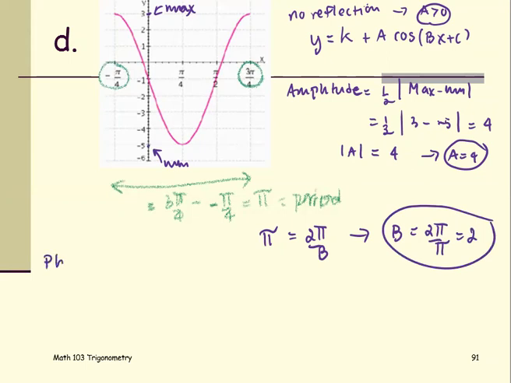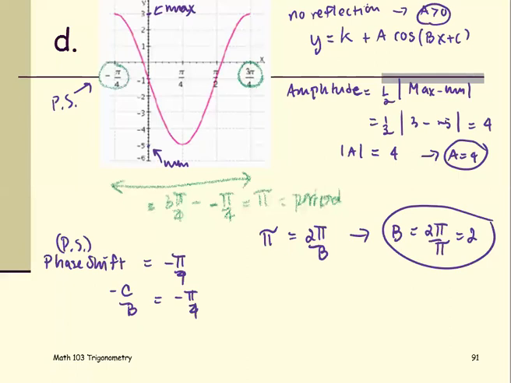The phase shift, or the first point of the graph, occurs at -pi over 4. Here is PS, the phase shift. The formula to compute the phase shift is -c over b equals -pi over 4. Since b is 2, we're going to replace the value b with the 2. So -c over 2 equals -pi over 4. And the negative sign on both sides can be cancelled. We get c equals pi over 4 times 2, or just pi over 2.